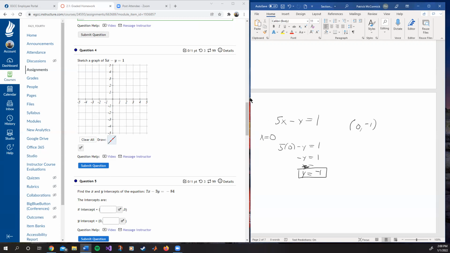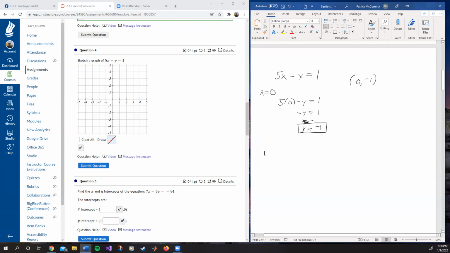Now to find my second point, we have to do a little more work. Let's think about this. I need to have integers, so I'm going to choose x equals 1. If I choose x equals 1, I get 5 times 1 minus y equals 1. So this is 5 minus y equals 1. Subtract the 5 from both sides, so minus y equals minus 4. So y equals 4. My point is 1, 4. So there are my 2 points.